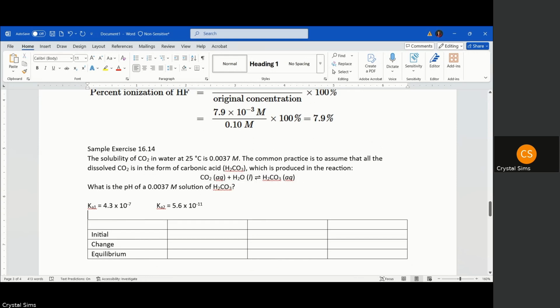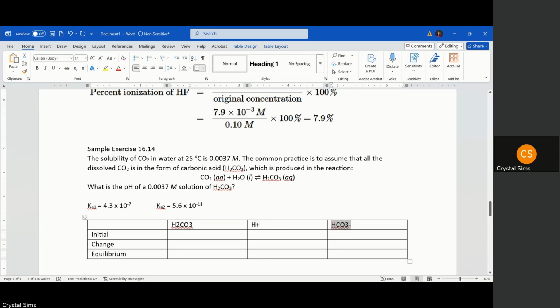So I'm going to start with my acid, which is H2CO3, so that's going to be first. And I know that that's going to dissociate into the hydrogen ion and, sorry, that's not carbonate, my bicarbonate. So here is my acid, and this is what it's going to dissociate into.